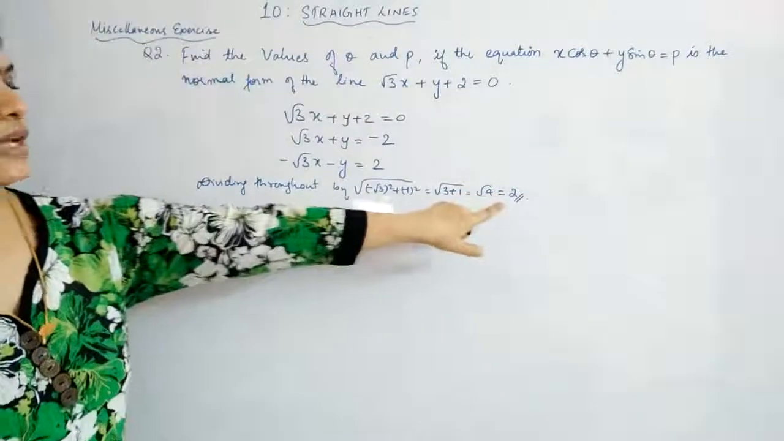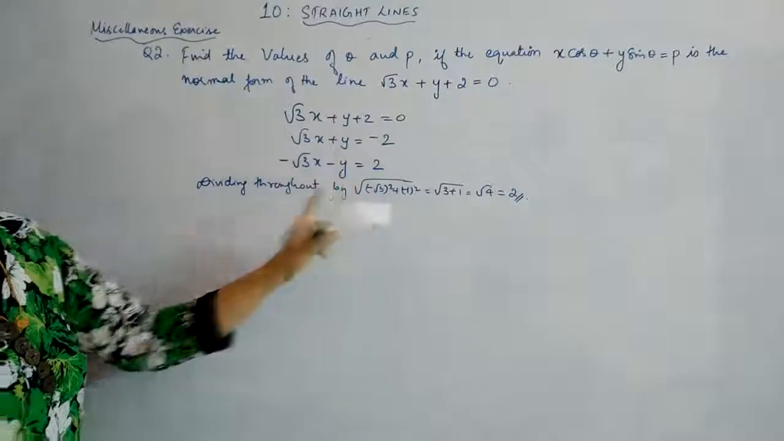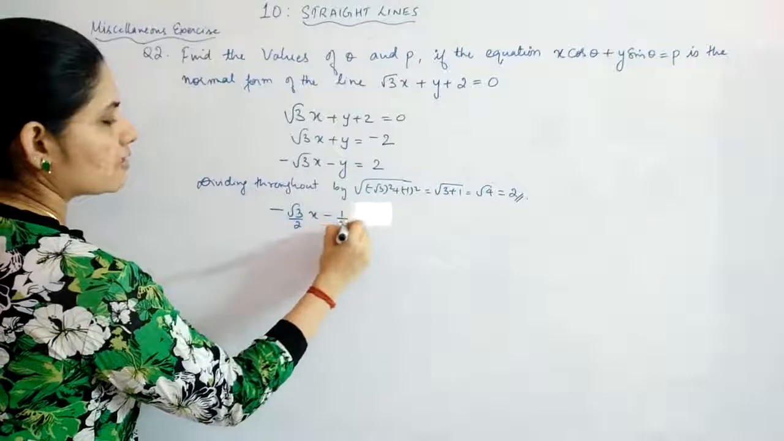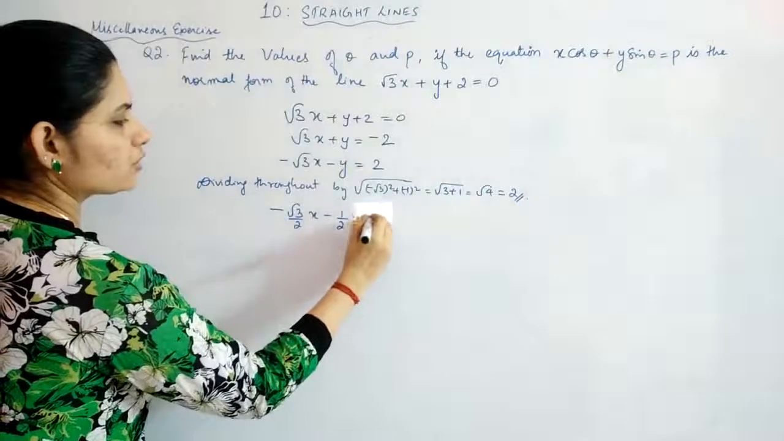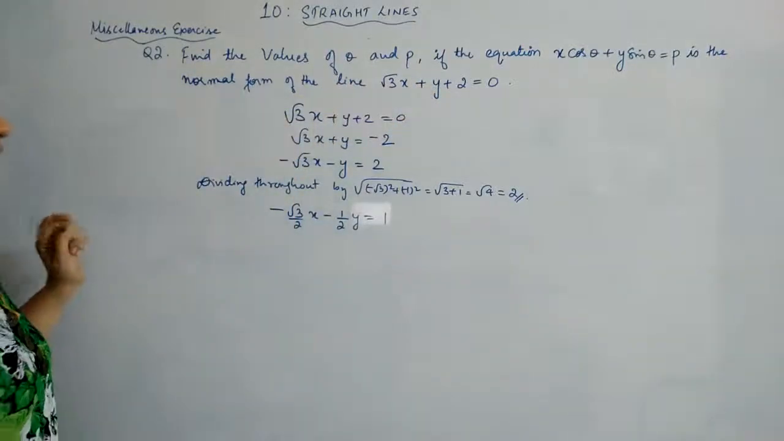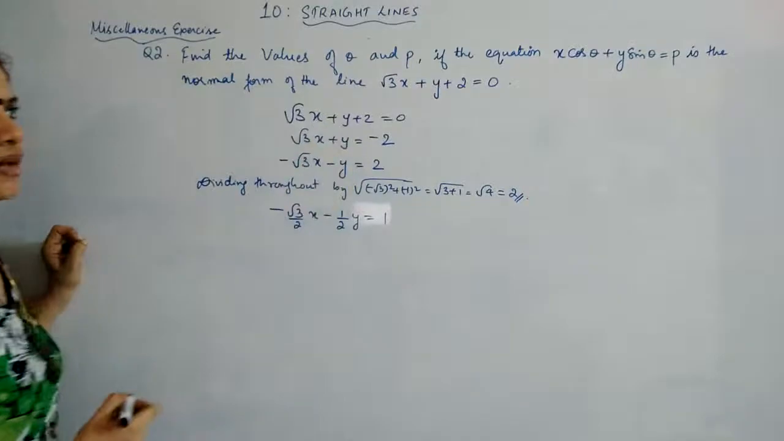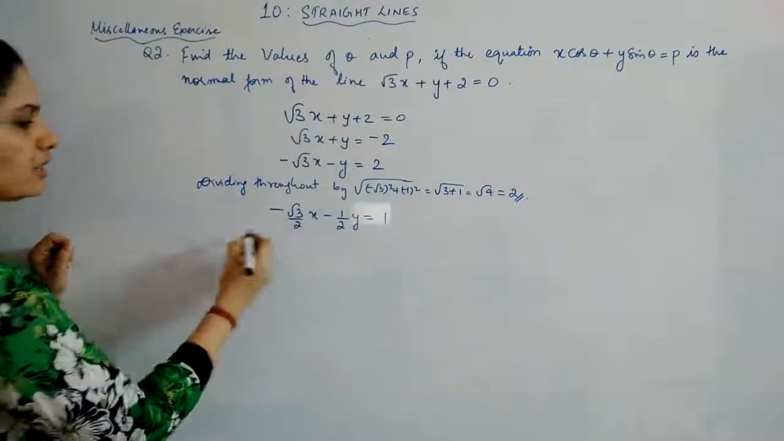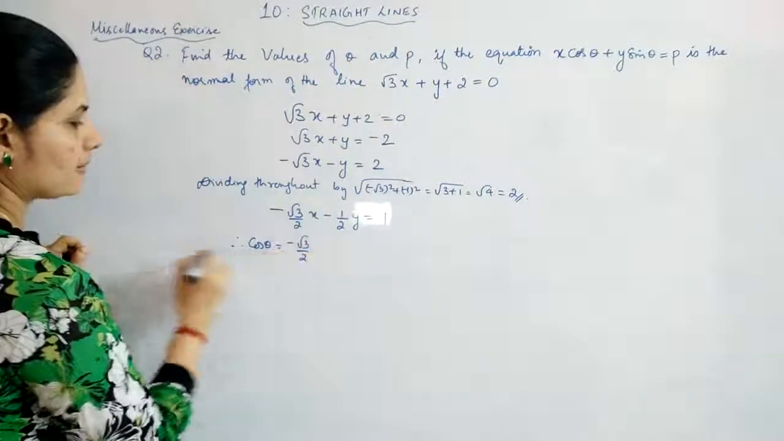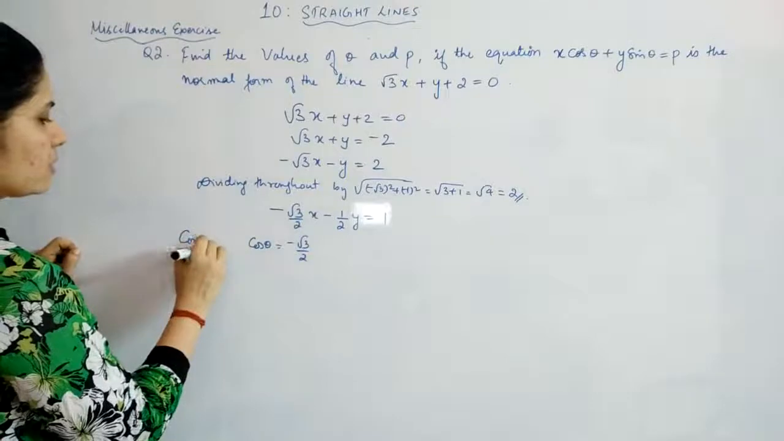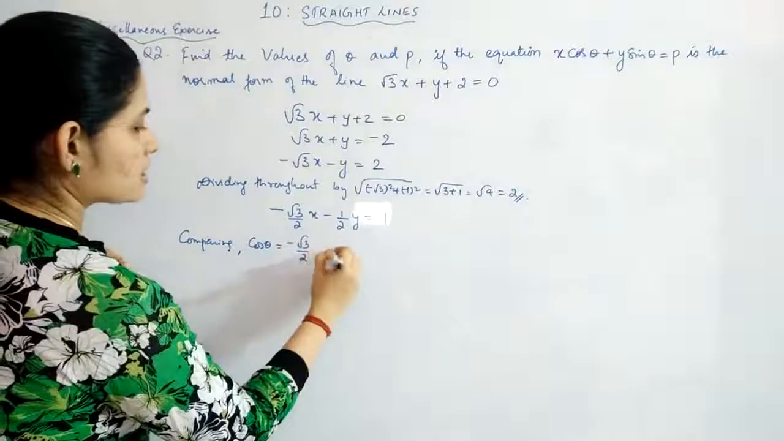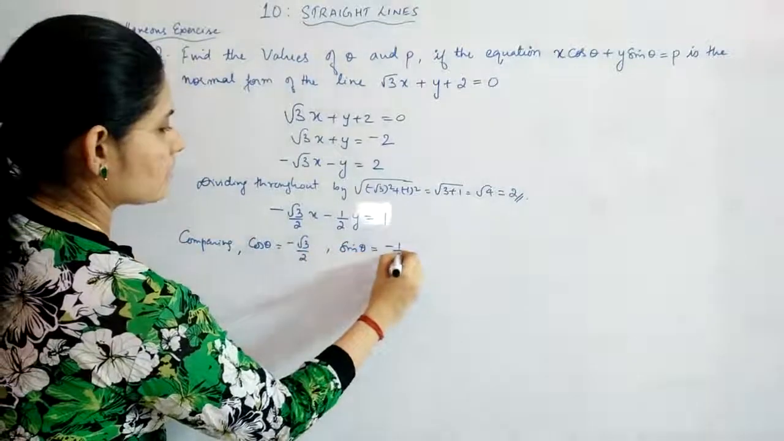Now taking this value to be the divisor, dividing throughout, we will get minus root 3 by 2 x minus 1 by 2 y is equal to 2 by 2, which is 1. Now we can compare this with the normal form which is given. What is the normal form? x cos theta plus y sin theta equal to p. Now from here, comparing with the normal form, you will get cos theta is equal to minus root 3 by 2, and sin theta is equal to minus 1 by 2.